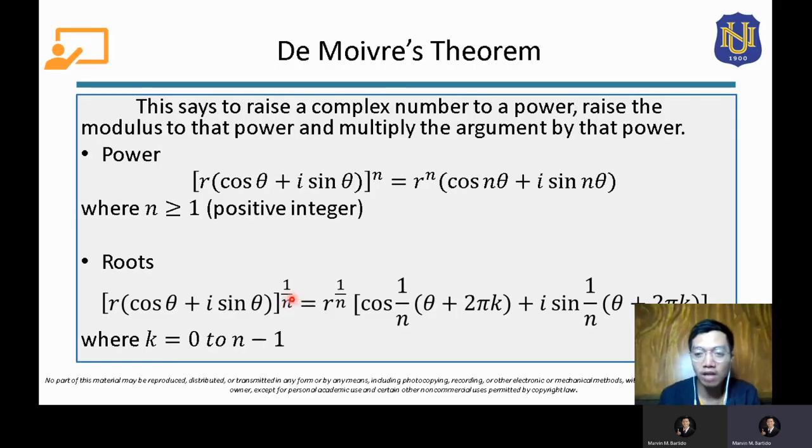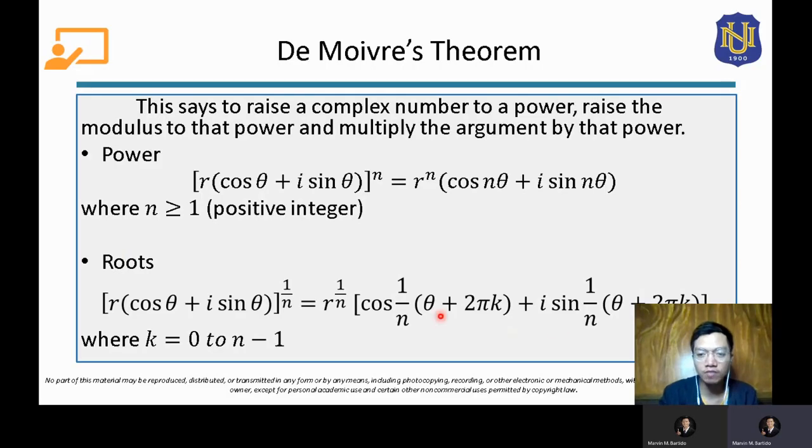Let's say for example the value of your n is 5. The values of your k will be from 0 to 5 minus 1, and 5 minus 1 is 4. So for the roots of that problem, if your n is 5, your k should be from 0, k equals 1, k equals 2, k equals 3, k equals 4. So you will have 5 values for your roots, for solving the roots of complex numbers.